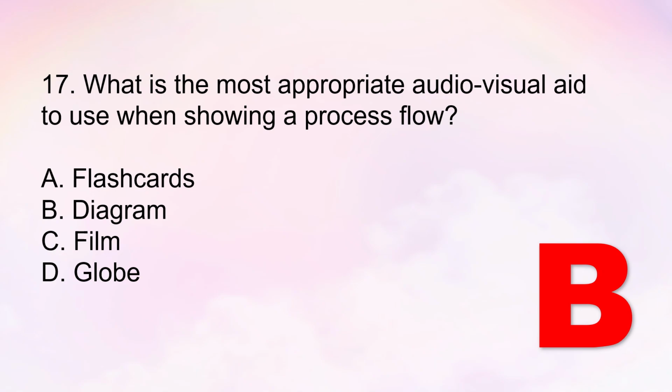Flashcards for letter A are better suited for presenting individual pieces of information or concepts, while films for letter C, this can be used to demonstrate a process, but they might be too lengthy and complex compared to a diagram for simply showing the flow. While globes for letter D, the globes are used to represent the Earth's surface and are not suitable for depicting a process flow.